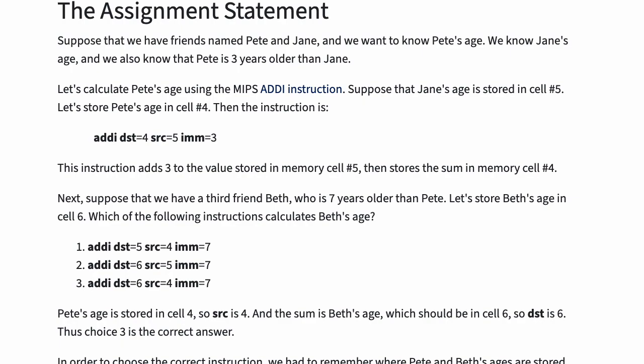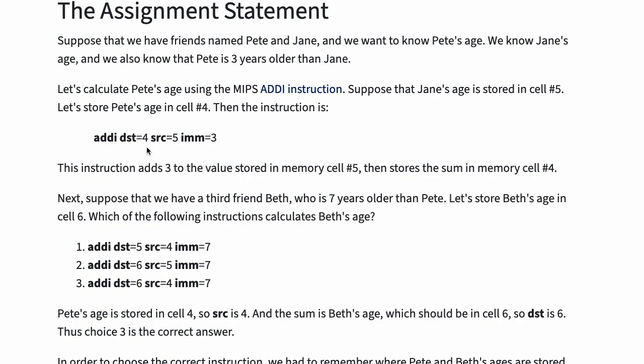Suppose that Jane's age is stored in cell 5. Let's store Pete's age in cell 4. Then the instruction is ADDI, DST equals 4, SRC equals 5, and IMM equals 3. This instruction adds 3 to the value stored in memory cell 5, then stores the sum in memory cell 4.